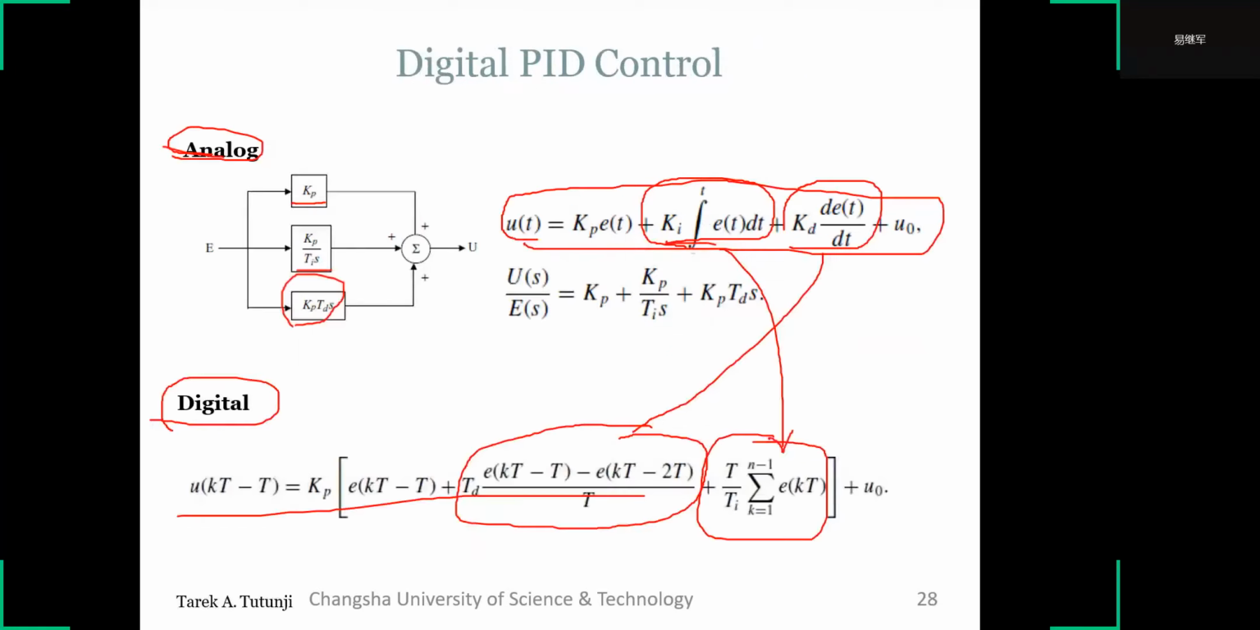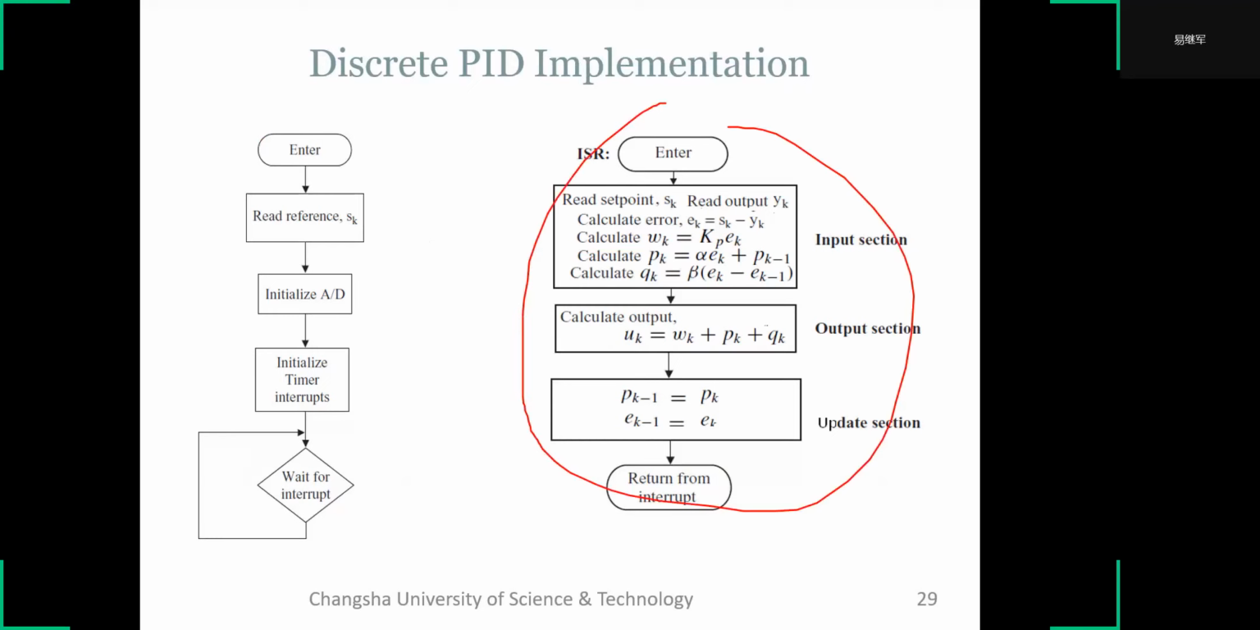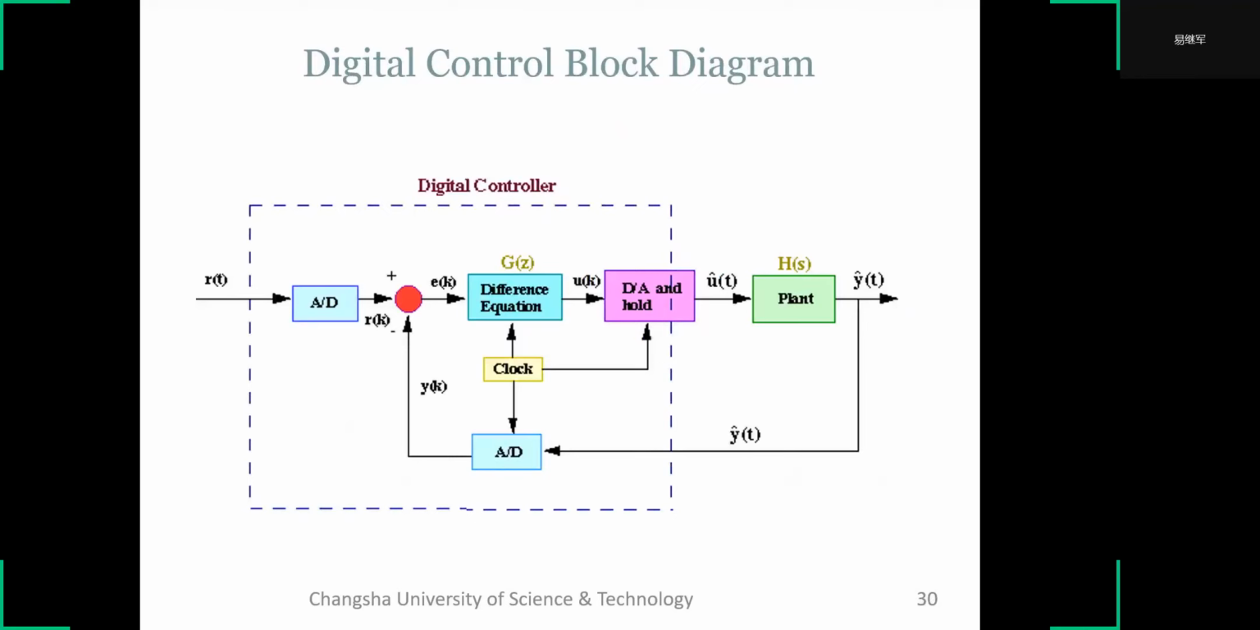After we get the equation for the digital PID control, we can calculate the PID control. This is a digital control block diagram of the digital controller. If you want to use the digital controller, we need the AD and DA converters. In the computer, we use digital signals. If the signal is input to the controller, we need the AD converter. If the signal is output from the microcontroller, we need the DA converter to convert the signal from digital to analog and give it to the plant.